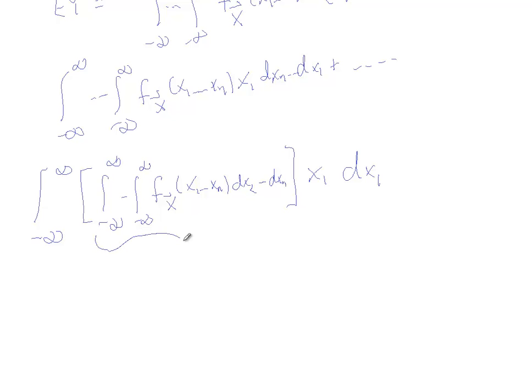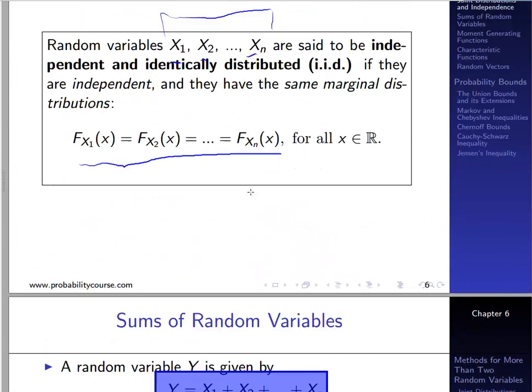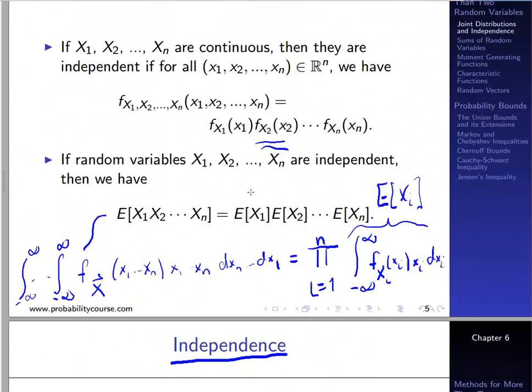Now this we've seen before. This is actually equal to f_X1(x1). And let me see if I can convince you of that. Go back here and let's go up. That was the marginal distribution.